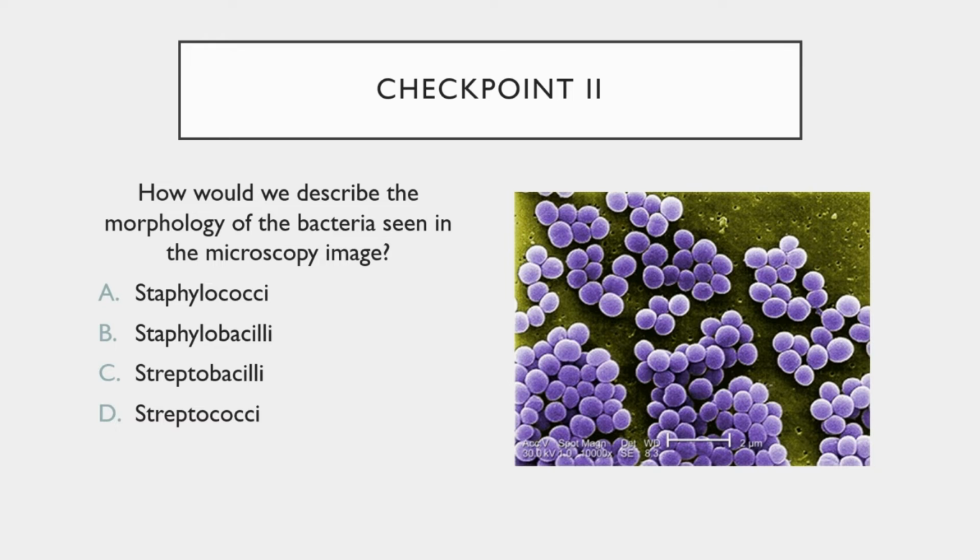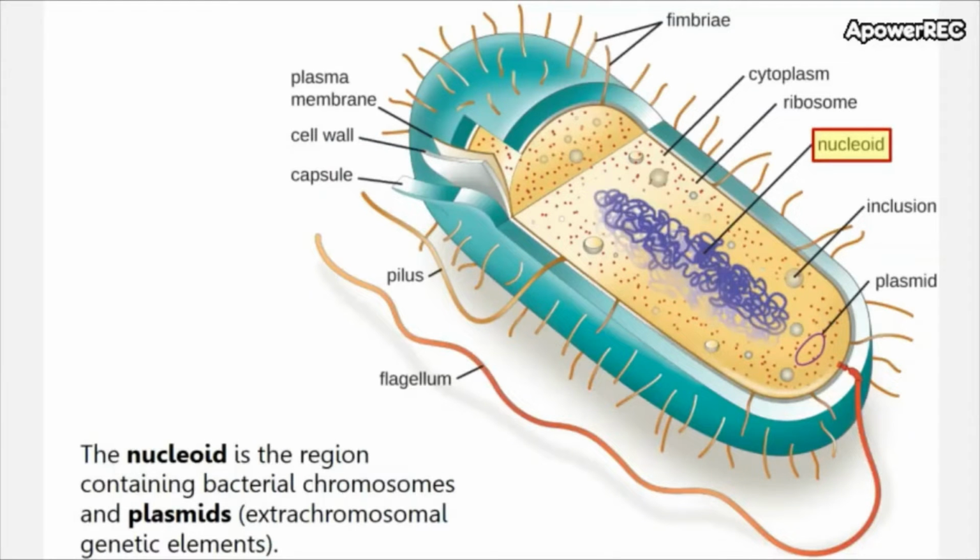Checkpoint 2. How would we describe the morphology of the bacteria seen in this microscopy image? Now let's discuss parts of the cell. We've already discussed briefly the nucleoid, which is the region containing the bacterial chromosomes. And we also have the plasmids, which are what we call extrachromosomal genetic elements. That is to say that they are not part of the nucleoid and they are separate little pieces of genetic information.